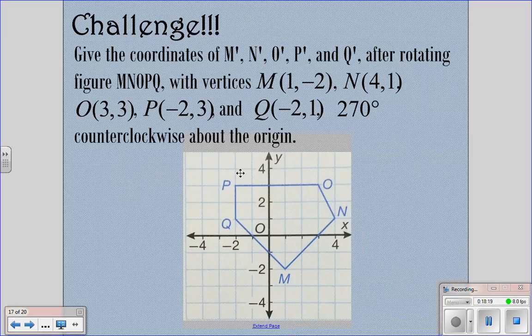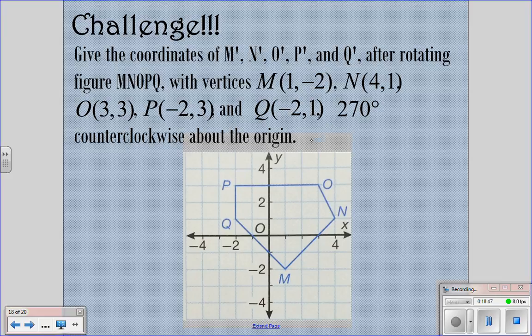Okay, so now we're going to look at the challenge questions. We have the figure MNOPQ, and we want to rotate it 270 degrees counterclockwise about the origin, and they want us to give the new coordinates. So y'all try that one, and then after you finish, unpause the video and you can check and see if you got it right.